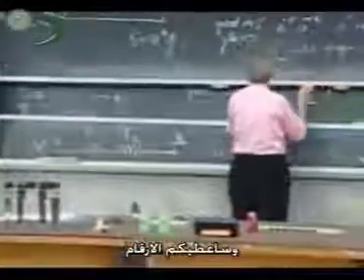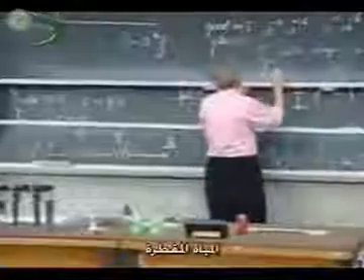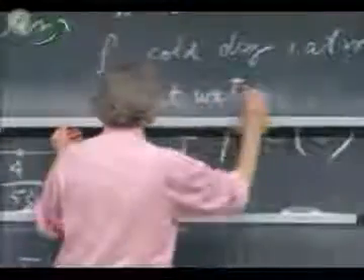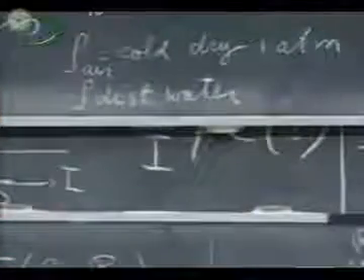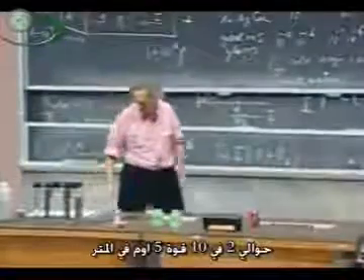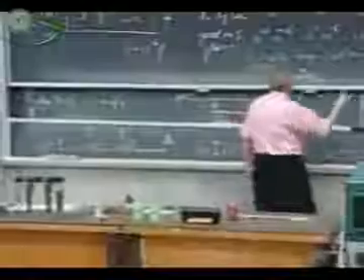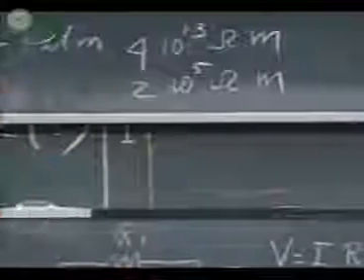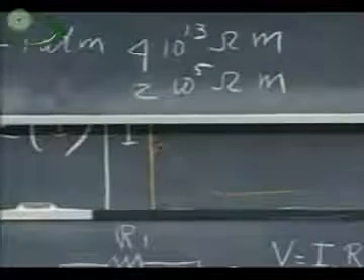And I would like to give you the number for water. So this is distilled water. That is about 2 times 10 to the 5th ohm meters. That is the resistivity, 2 times 10 to the 5 ohm meters.